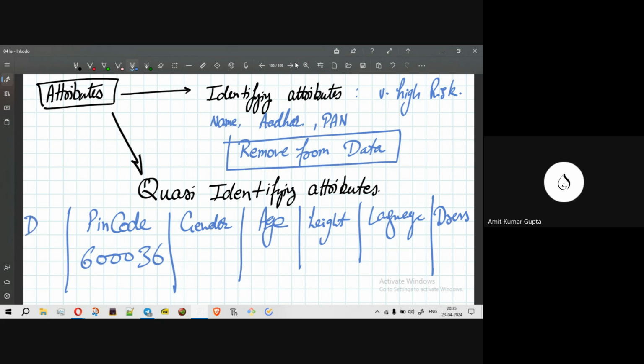Let's say date of birth also. But when you combine everything, if I tell you my date of birth, in the whole of Chennai there is no chance that you will identify me. But now, if I give you all of my attributes, 1, 2, 3, 4, 5, 6, then there is a chance that you can identify me. Agree or not? Yes. Okay, so these are called quasi-identifying attributes.